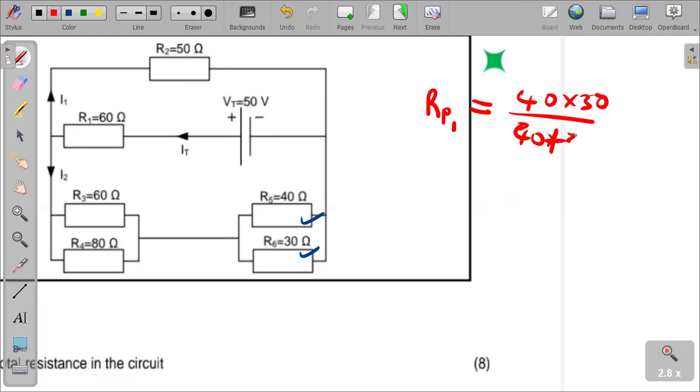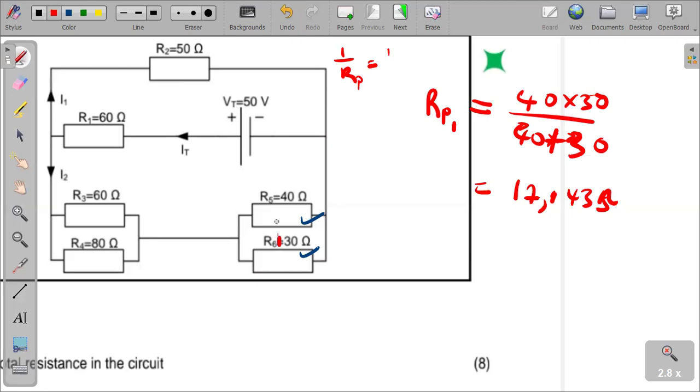So we are simply saying 40 times 30 over 40 plus 30. Or we can use the formula 1 over RP equals 1 over R1 plus 1 over R2. In our case, it will be 1 over R5 plus 1 over R6, and then we invert the answer after that. We will still arrive at the same answer. I will opt for this one here. So directly, 40 multiplied by 30 divided by 40 plus 30. If we punch that correctly on the calculator, we get 17.143 ohms. That is the resistance of this first branch.